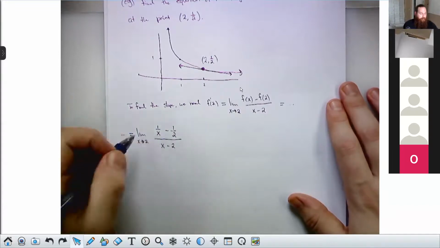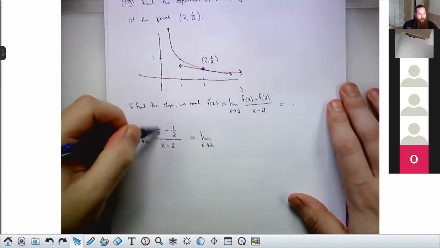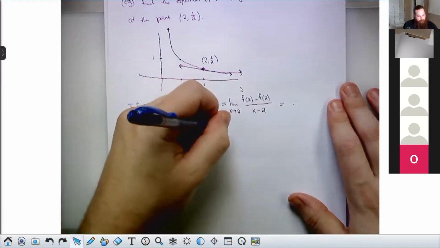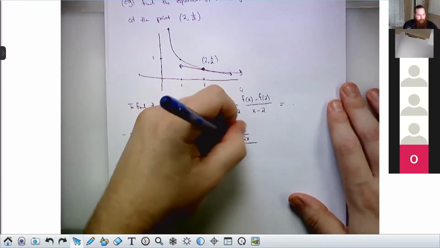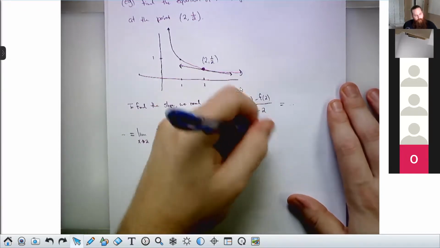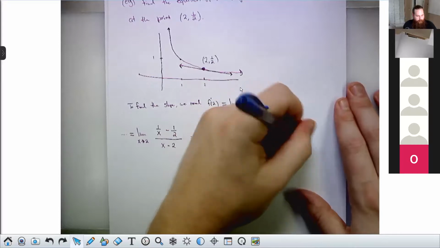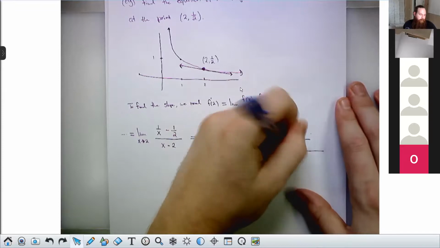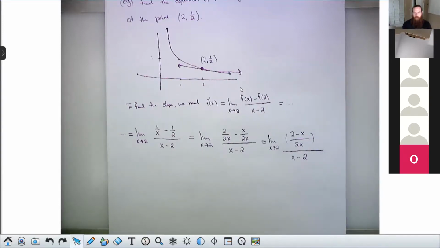The move, of course, is going to be to have a common denominator upstairs. So I'll multiply this by 2 over 2. I'll multiply this by x over x. And that will get us this, which we can write with the common denominator as 2 minus x over 2x, all divided by x minus 2. Everybody with me so far? Take a second, make sure your algebra looks good. Make sure you see where everything comes from. If you have a question, this is a good time to ask.